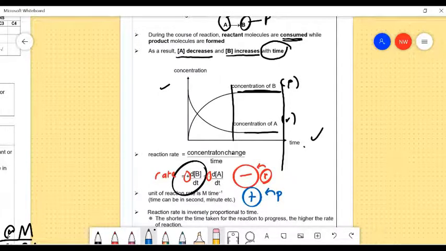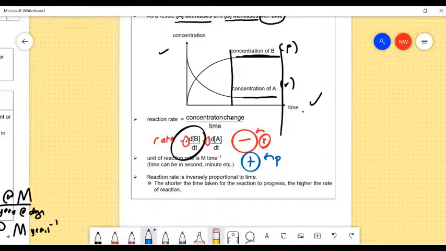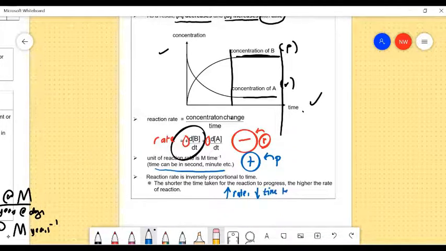So, don't get it wrong. As I said earlier, the unit of reaction rate is M time^-1. As I said earlier, time can be in second, minute, etc. So, reaction rate is inversely proportional to time. So, if the rate of reaction is higher, it means shorter time taken. Okay, so if the rate of reaction is lower, it means longer time taken. So that's why it says reaction rate is inversely proportional to time.